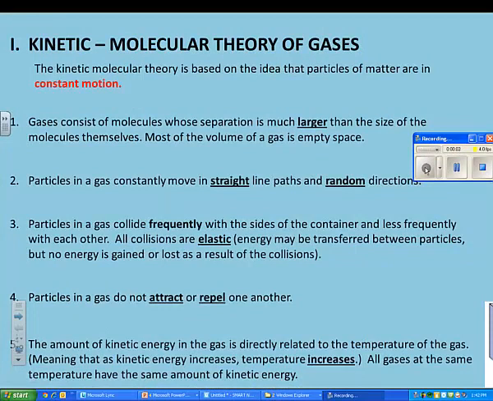Guys, welcome to Unit 9. First video is going to cover kinetic molecular theory. Now this covers a lot of the theory and concepts that go into what makes these gas laws work. So you've got 5 parts to this.